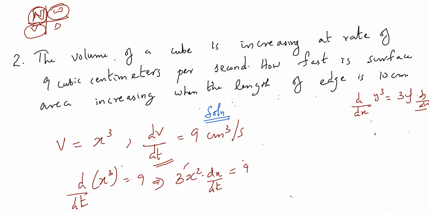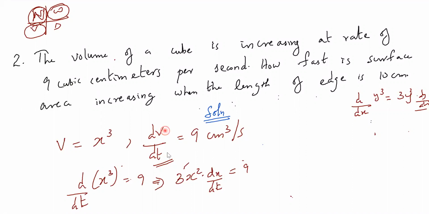Yeah, perfect. Very good. So what I was trying to tell is the volume of the cube is increasing at the rate of 9 cubic centimeters per second. Correct? Volume formula is what? x cube. dV by dt is what? 9 centimeter cube per second, already given in the question. It is given 9 cubic centimeter per second. So that same thing I wrote as dV by dt. They have given it indirectly.